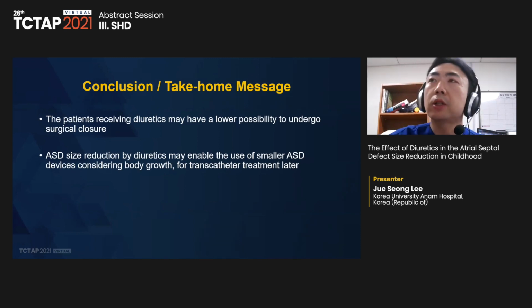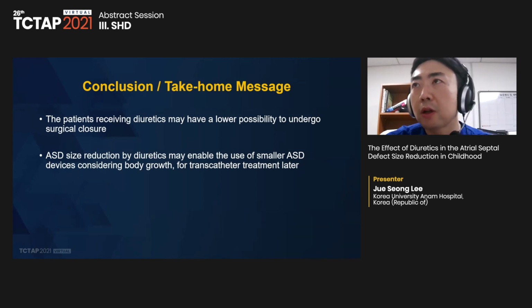Conclusion: the patient receiving diuretics may have a lower possibility to undergo surgery, and ASD size reduction by diuretics may enable the use of a smaller ASD device, considering body growth, for transcatheter treatment later. Thank you for your attention.